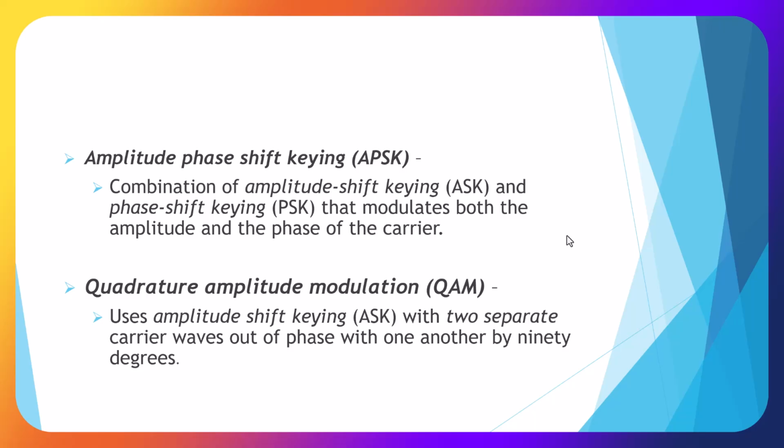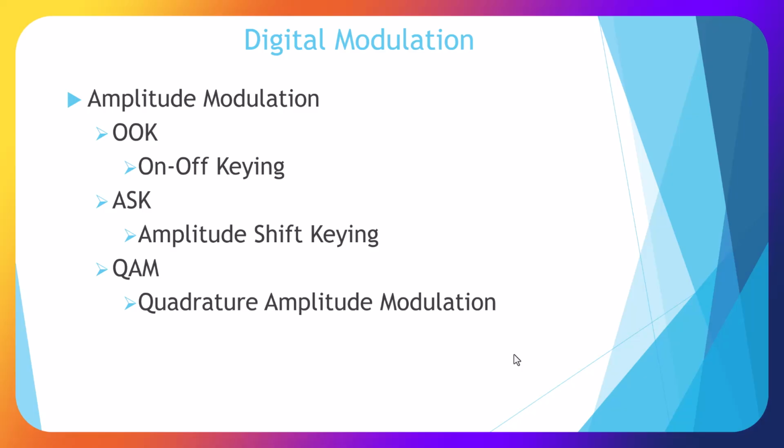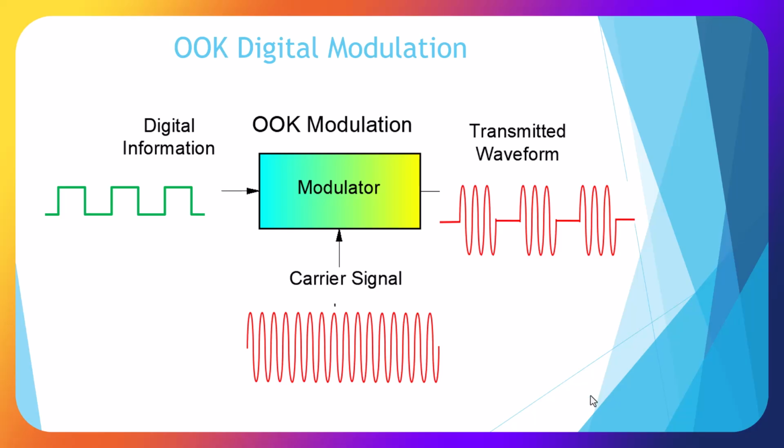Besides these, we also have amplitude phase shift keying, where we combine ASK and PSK, and also quadrature amplitude modulation, and we'll get into that too. Okay, if we break out amplitude modulations, we have the OOK and ASK and quadrature, which I'll cover at the very end.